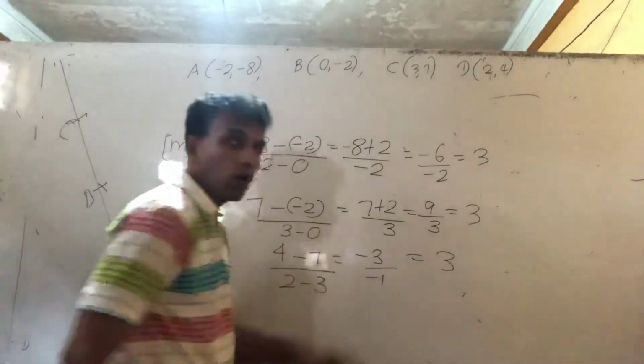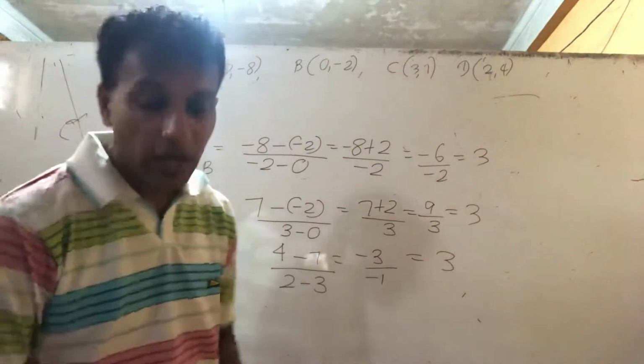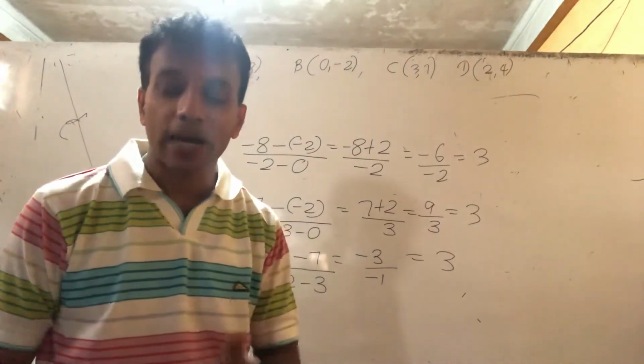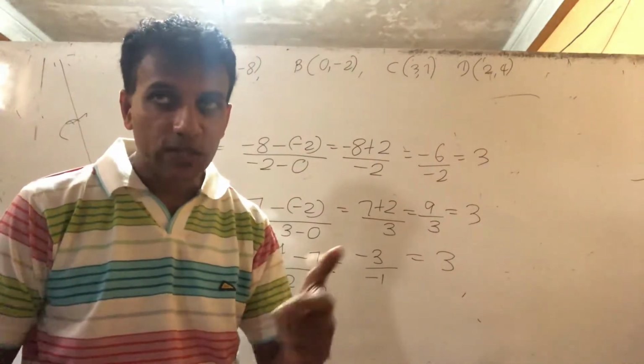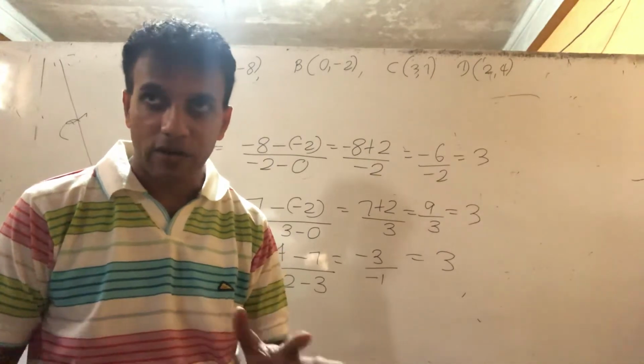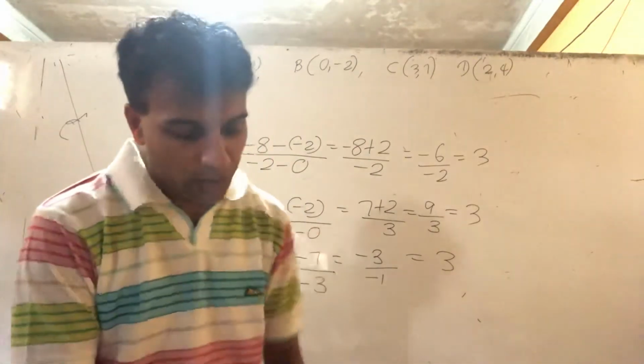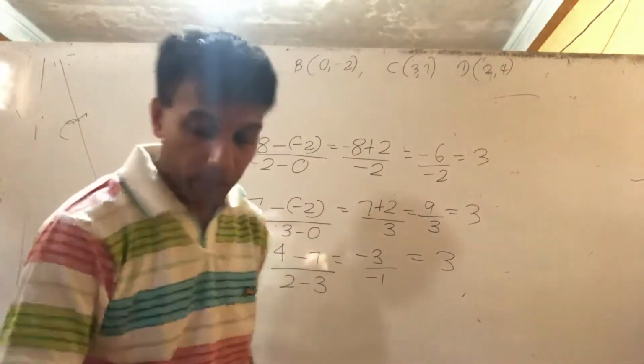So what happens? All the gradients are equal, therefore they are parallel. Therefore the previous question is not parallel, right? Okay, we'll see another question also. See question number 4. Problem number 4.